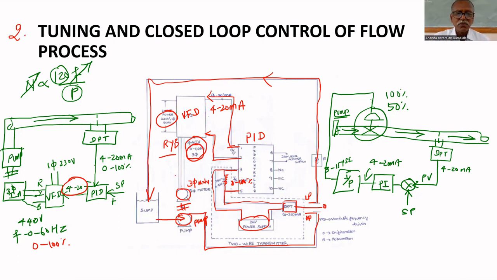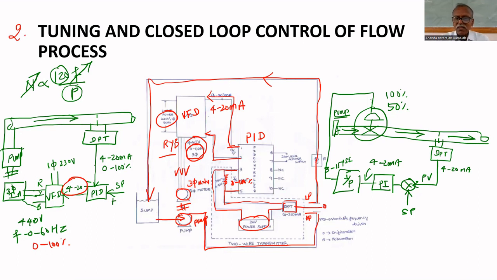That is given as input to the motor. Therefore, the speed of the motor, the induction motor, can be varied simply by varying the 4 to 20 milliamps. That's all. If you vary the 4 to 20 milliamps, the speed of the motor will vary, so the speed of the pump will vary. That's all. This is the experimental setup.